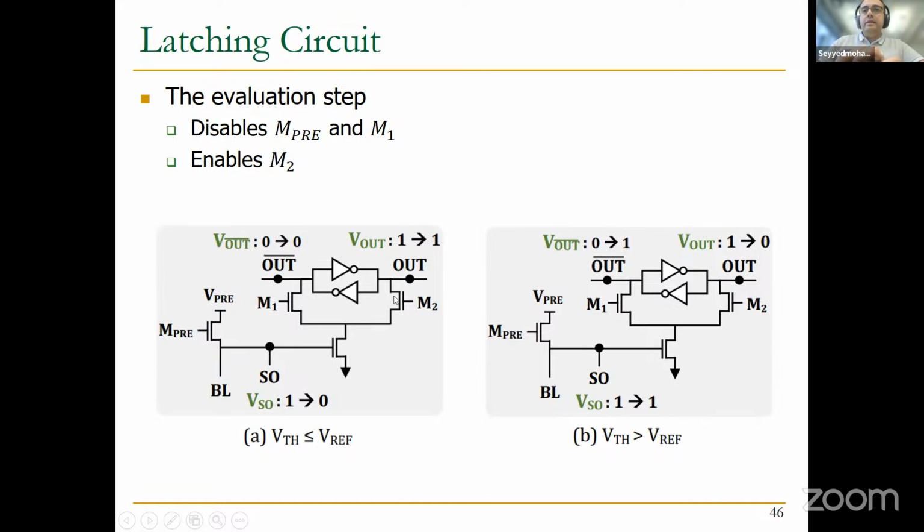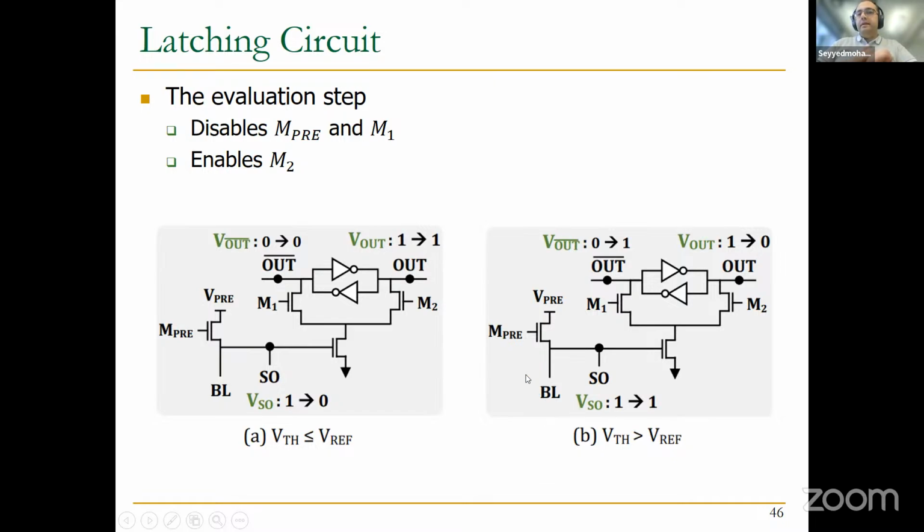And since you also enable M2, this transistor is on. But since this one is off, there is no connection to the ground. As a result, these two nodes, V out bar and V out, will basically remain at the charge that we had in the previous state. And in the end, you can see that V out is 1. So you want to read 1, because that flash cell was not programmed, and we encode that state as 1. So we are reading 1 here.